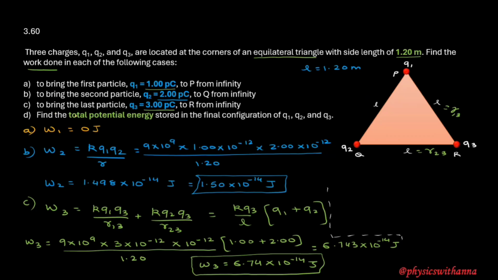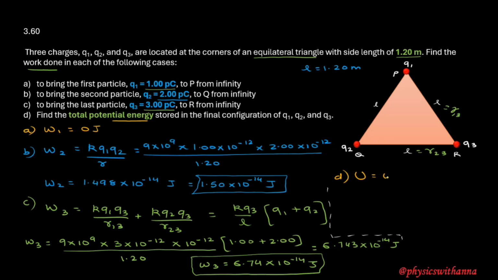In the last part of the question, they want you to find the total potential energy stored in the final configuration of Q1, Q2, and Q3. Now, when we bring charges Q1, Q2, and Q3 to their respective positions, we have to do work against the interaction between the charges. And this work done is stored as the potential energy of the system. So my total potential energy U of the system will be equal to the sum of all the work done in assembling these charges in the given configuration.